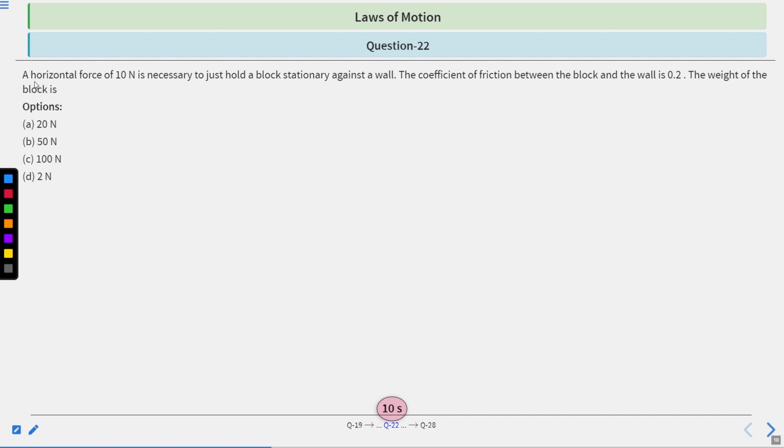A horizontal force of 10 Newton is necessary to just hold a block stationary against a wall. The coefficient of friction between the block and the wall is 0.2. The weight of the block is what? Option A is 20 Newton, option B 50 Newton, option C 100 Newton, option D 2 Newton. Which option is correct? You have 10 seconds to solve this question. After that we will provide a solution.